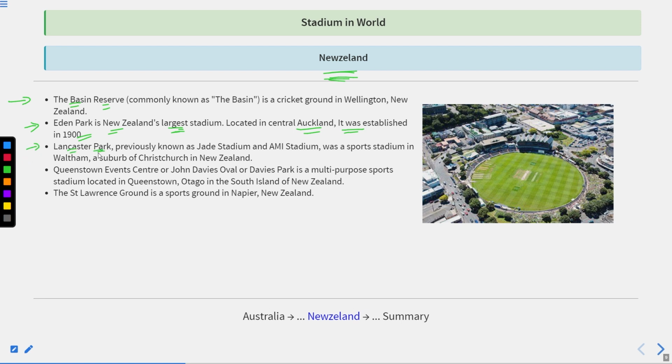Lancaster Park. Previously, it was famously known as the Jade Stadium and AMI Stadium. It was a sports stadium in Waltham, a suburb of Christchurch in New Zealand. Then, Queenstown Events Centre, or John Davies Oval, or Davies Park. It is a multi-purpose sports stadium located in Queenstown, Otago, in the South Island of New Zealand. St. Lawrence Ground, a sports ground in Napier, New Zealand.